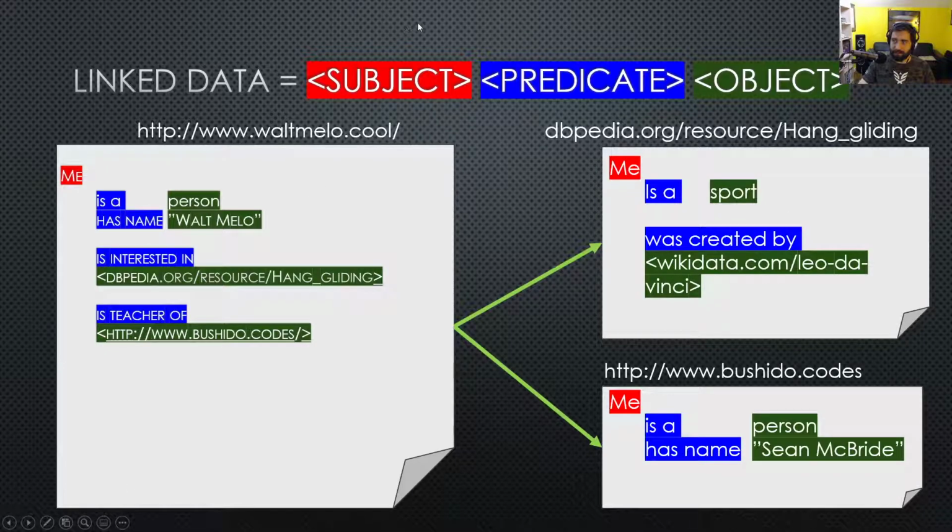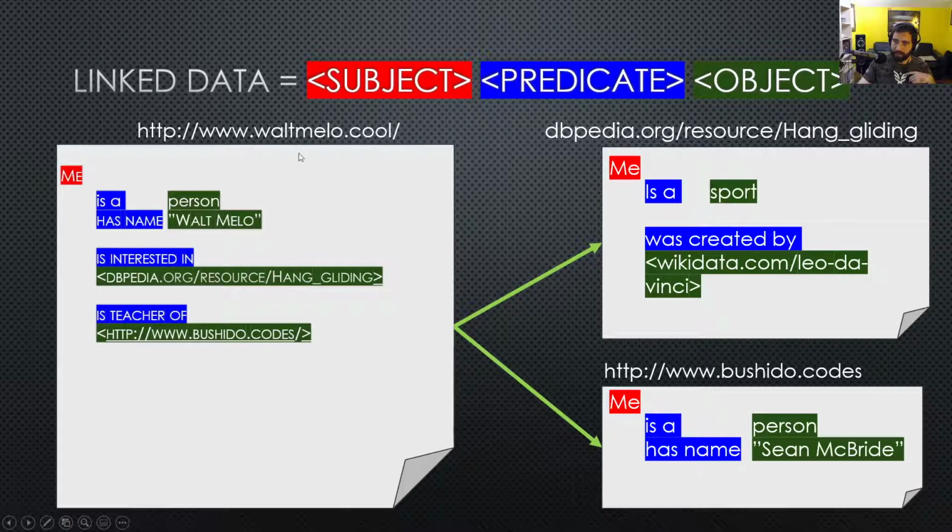And you can kind of think of triples as a sentence with three parts, right? Subject, verb, object. So here's Walt's turtle file. Walt is a person. Walt has the name, and then the string Walt Milo. Walt is interested in this thing, this URL. We don't quite know what that is, but our browser can then do an HTTP GET request to that URL to find out more about it. Walt is the teacher of this URL, right? And you do an HTTP GET to that URL, and then you get my information.